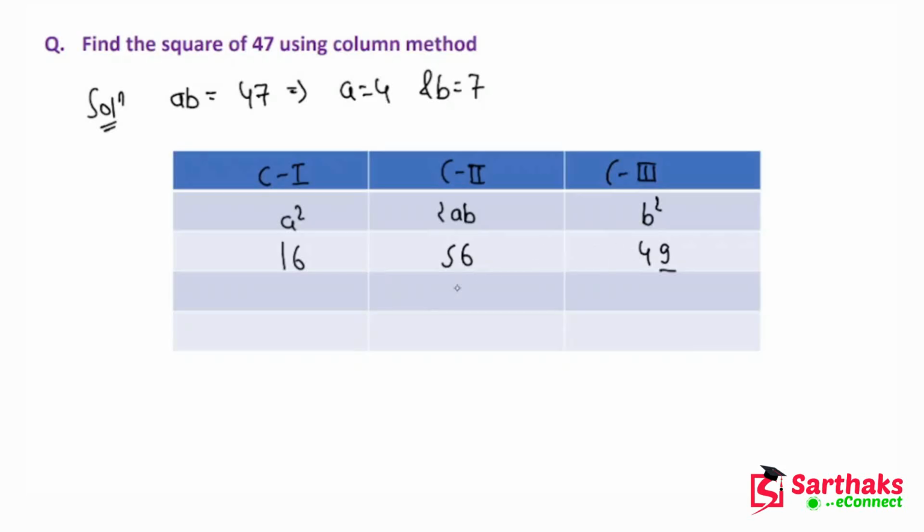Underline 9, add 4 here, so you will get 60. Underline 0, you will add 6 here, so you will get 22. Underline 22, so 47 square would be 2209. I think you all get it. Okay, so it was that easy. Let us take another question so that we can again apply this method.